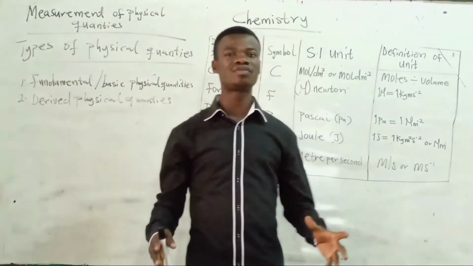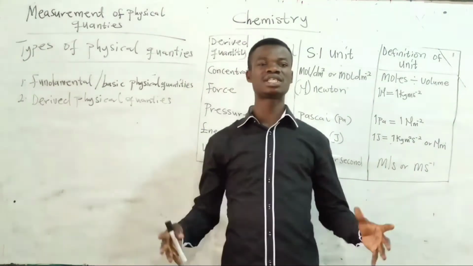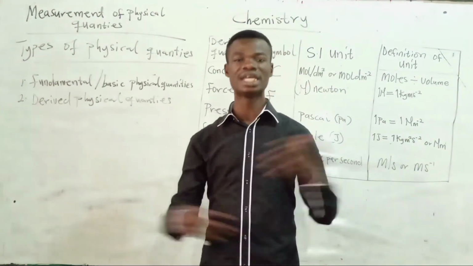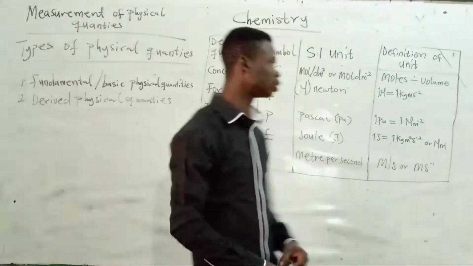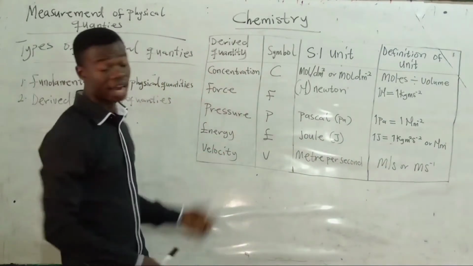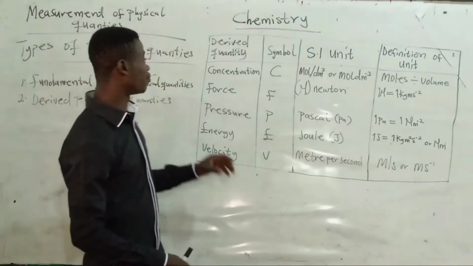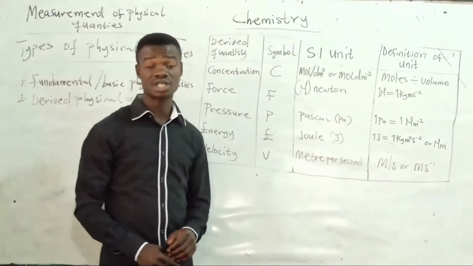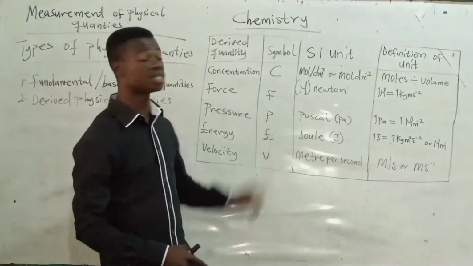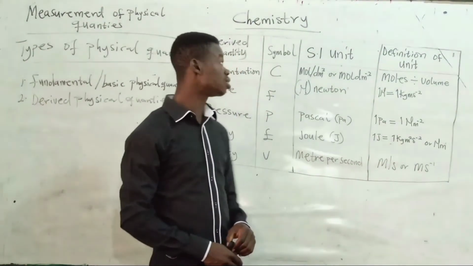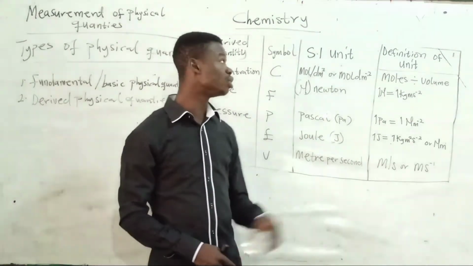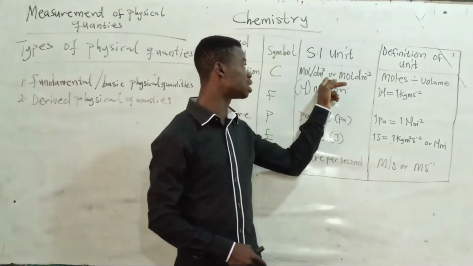For the derived quantities, unlike the basic ones that we have 7 of, we have many. So I want us to talk about just 5 of them. The first one is concentration. The symbol for concentration is capital C, and the SI unit is mole per decimeter cube.